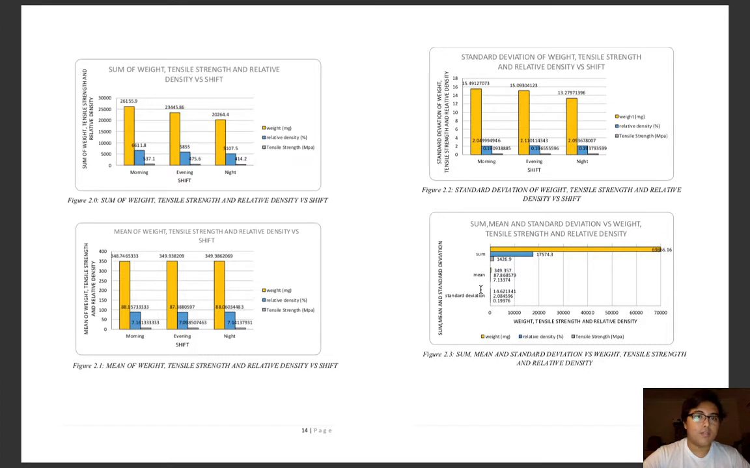Last but not least, for figure 2.3, we can determine the consistency of the production from the value of the mean, and we can also detect changes in defects of the product by using the standard deviation. By this, it will help the company to overcome the defects in the easiest way.